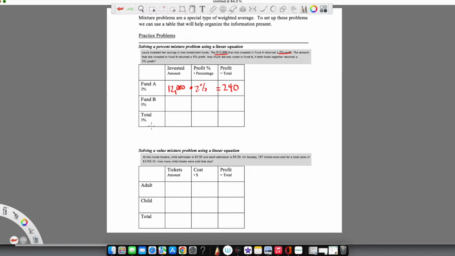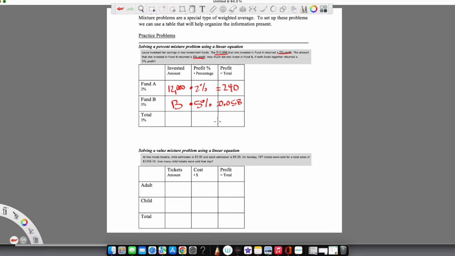And then the amount that she invested in Fund B, well, they didn't tell us the amount, right? But they do tell us that it's 5%, so I know the 5% part. But I don't know how much she invested in Fund B, so I'm just going to call it B. So B times 5%. Remember, 5% means that I need to move the decimal back 2 places. I do not want to write it as 5% in my actual equation. So I'm going to write it as 0.05B. Okay, so that's Fund A, that's Fund B, and then we have the total.